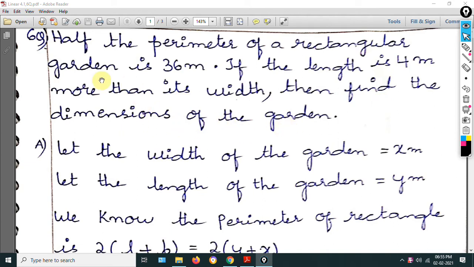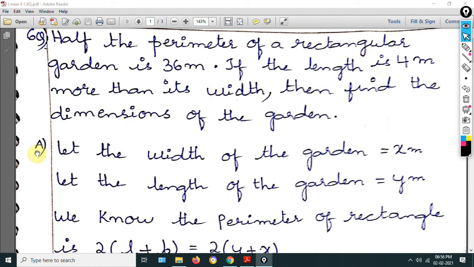So in this question, what he's saying is that half the perimeter of the rectangular garden is 36. So he is giving one condition, that the half perimeter of the rectangle is 36, and another condition, that the length is 4 meter more than its width. Then we have to find the dimensions of the garden. By using these two conditions, he is asking us to find the dimensions. What are dimensions? Length and width only. So we have to find those.